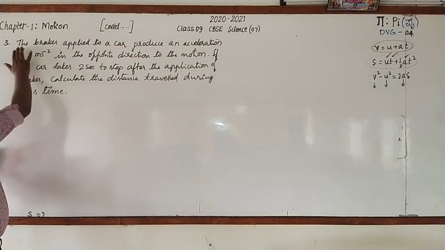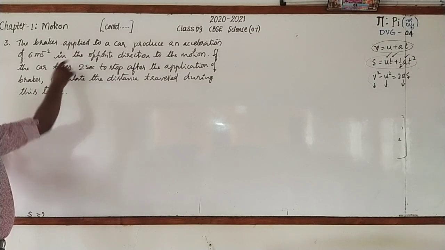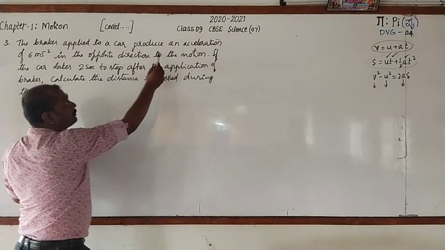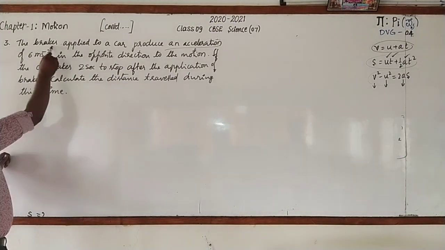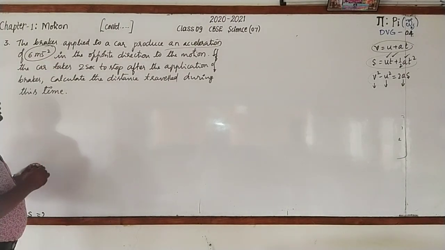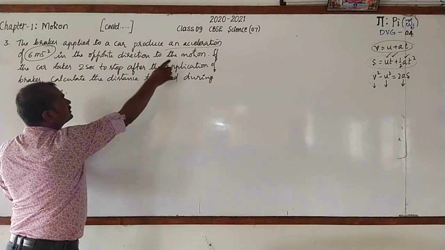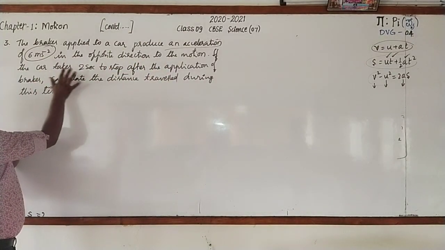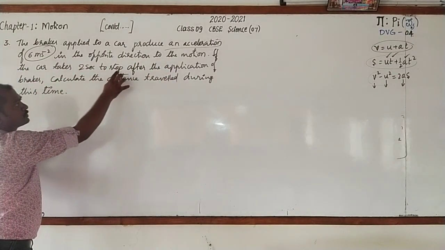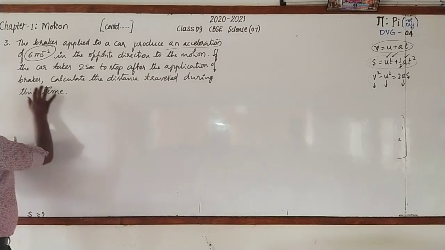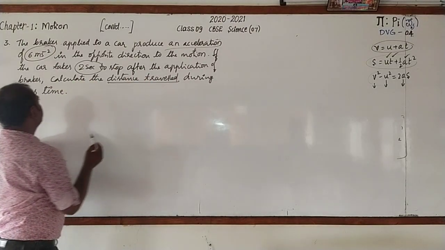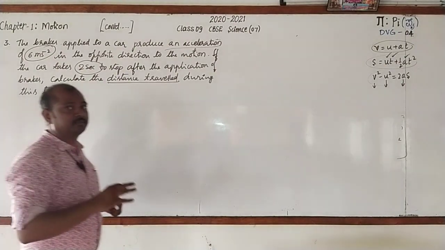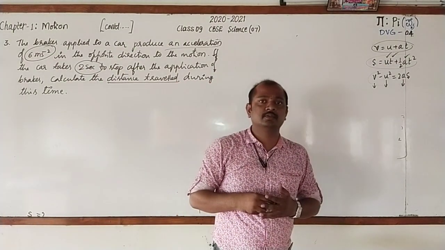Very nice statement. The brakes applied to a car produce an acceleration of 6 meter per second square in the opposite direction to the motion. If the car takes 2 seconds to stop after the application of brakes, calculate the distance traveled during this time. I hope that you have understood.